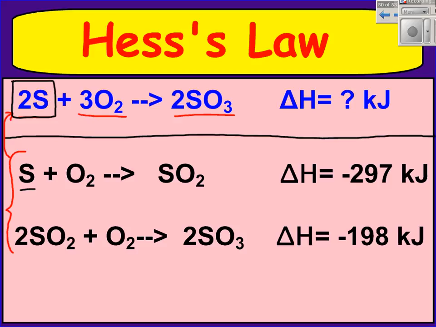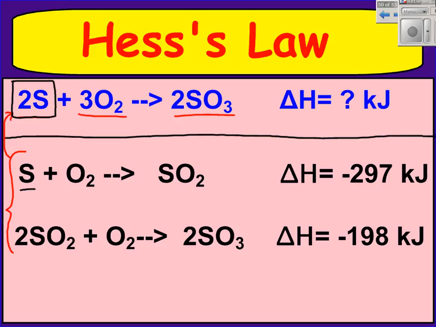Once you have found the substance that you're looking for, ask yourself 2 questions. The first question is, is it on the correct side of the arrow? And the second question is, is it the right amount? If it's not, then you need to change the reaction in order to make sure that it's yes to both those questions. So let's look at sulfur down below.